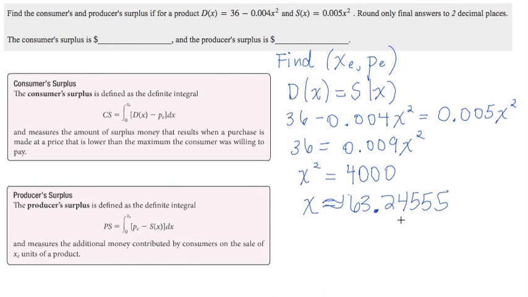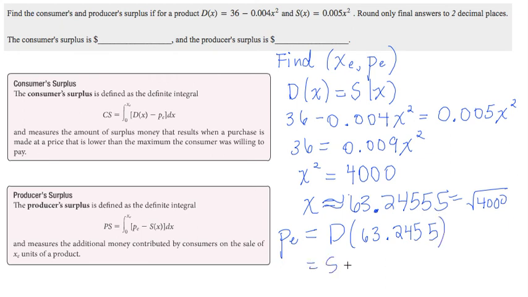Okay, now that we have that, that's X, the number of items being produced and sold. P is the price that they would be sold at. So in order to find the price at the equilibrium point, you can substitute this X value into either D or into S, and you should get the same thing. So I'm going to sub it in, or you can just put square root of 4,000. I think that might be easier, actually. Into D or into S.